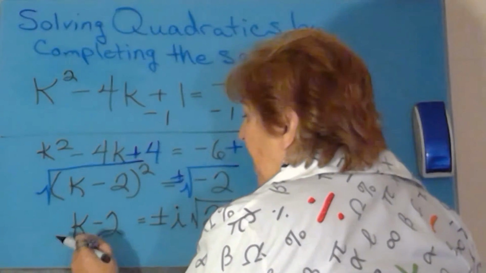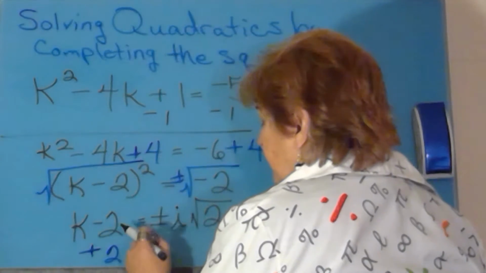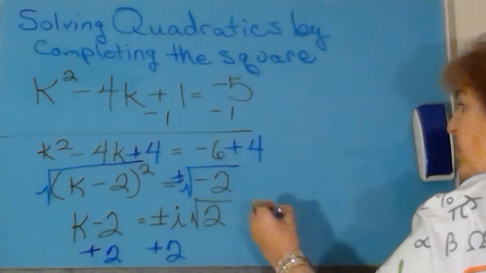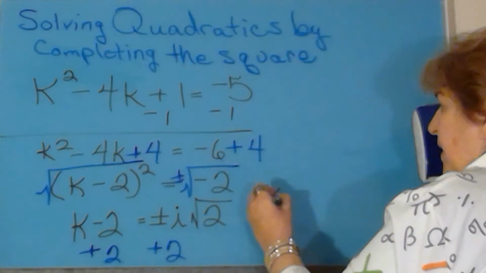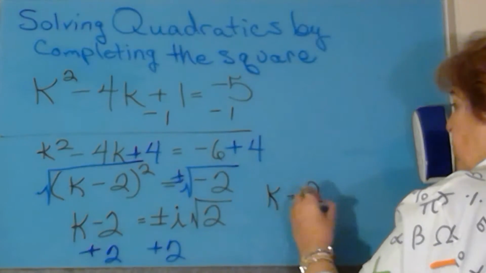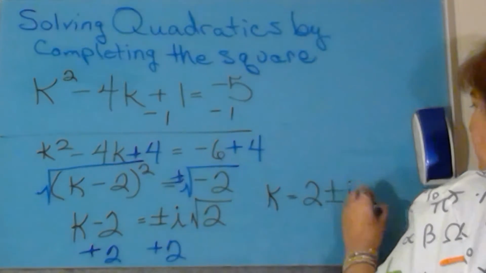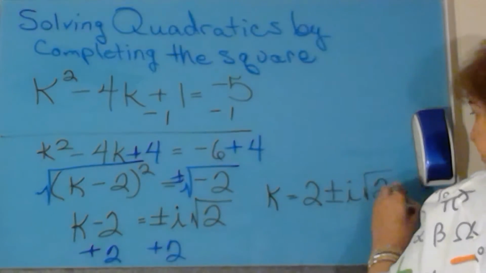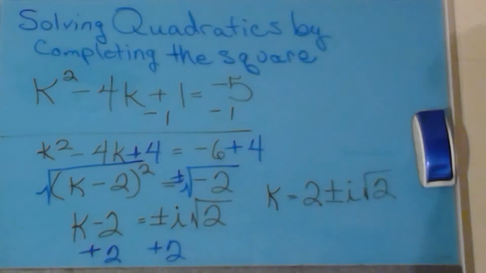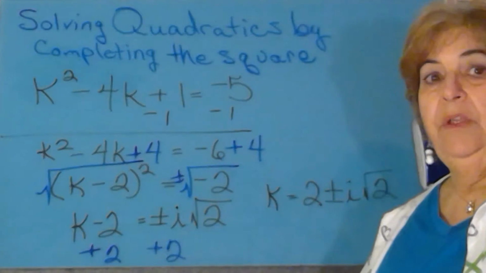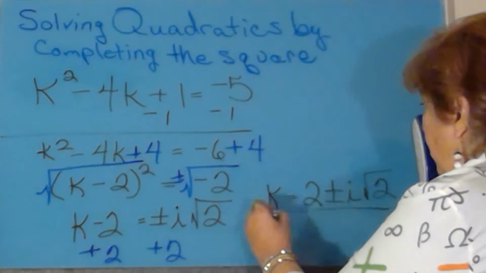Then we're going to add 2 to both sides. And for our final answer, that's going to give me k equals 2 plus or minus i square root of 2. And that is your final answer. You cannot simplify that anymore.